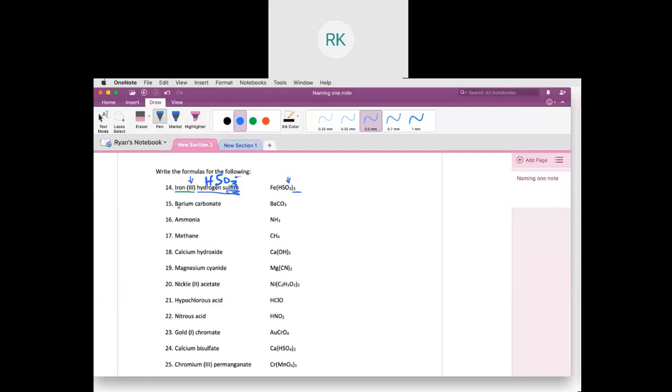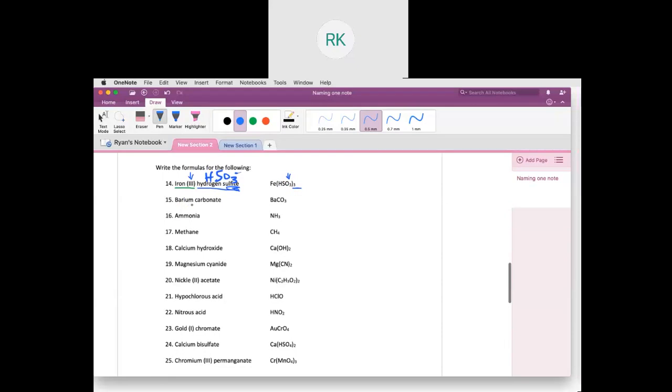Okay, moving on to 15, barium carbonate. Barium is an alkaline earth metal, right, which is group 2. They have a +2 charge. Okay, +2 charge. And carbonate, CO3 2-, one of your polyatomics, has a -2 charge. These charges cancel each other out already, and so it's just BaCO3.